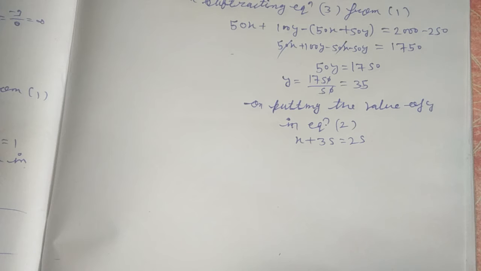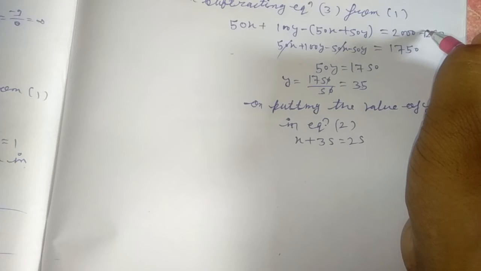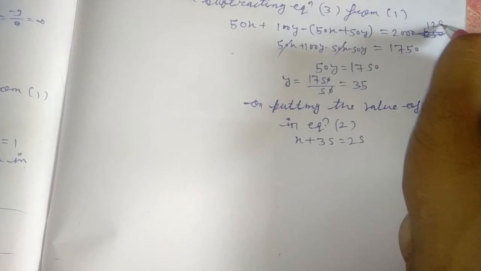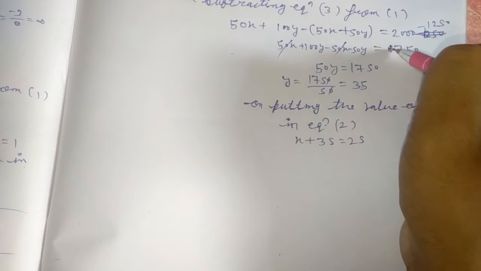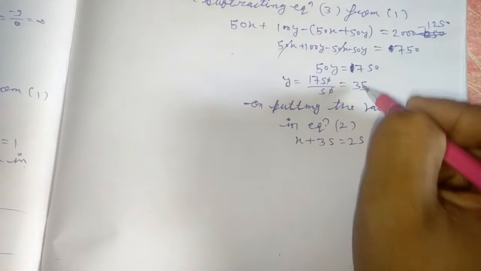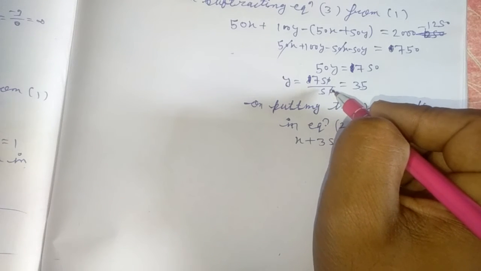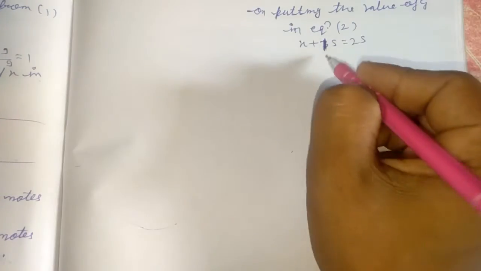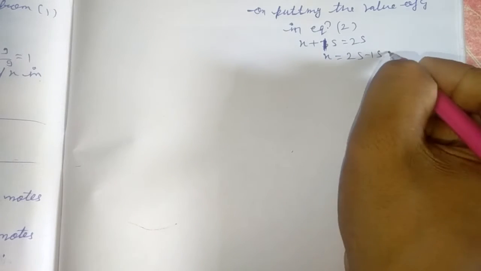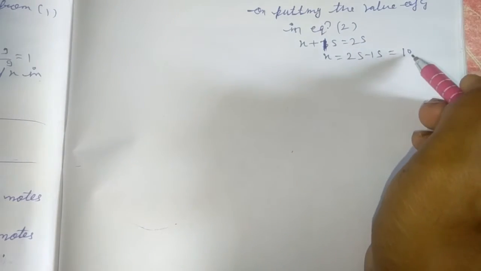So here we can look that 1250, 1250. Okay, 2000 minus 1250, so you will get 750. Now 750 divided by 50, you will get 15. So x is equal to 25 minus 15 is equal to 10. So the value of y is equal to 15 and x is equal to 10.